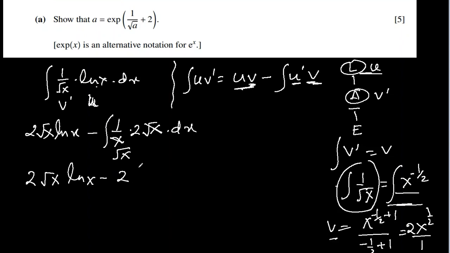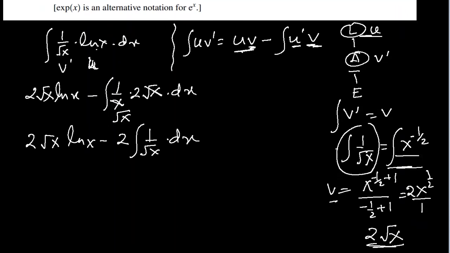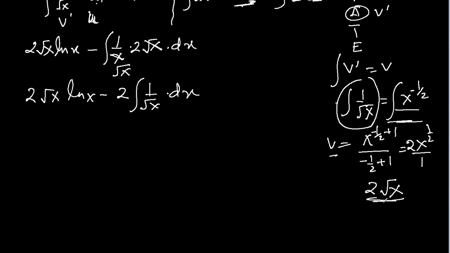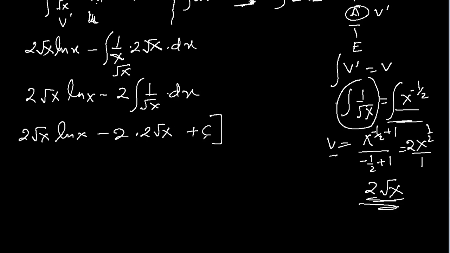And now we are left with 2 square root x ln x minus 2, let's put it out, 1 over square root x dx. And if you know, already we have integrated 1 over square root x here, and we got 2 square root x, so that becomes so simple after this. So 2 square root x ln x minus 2, and this is the integration of 1 over square root x, so it becomes multiplied by 2 square root x again plus c, and let's apply the limits which we ignored till now, 1 and a.